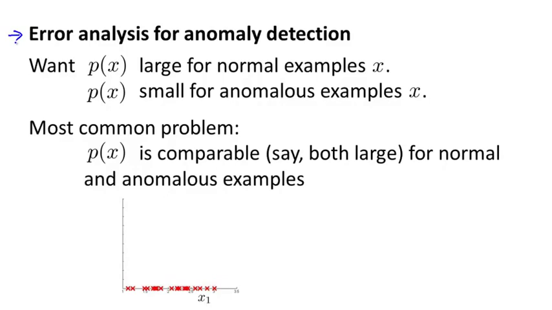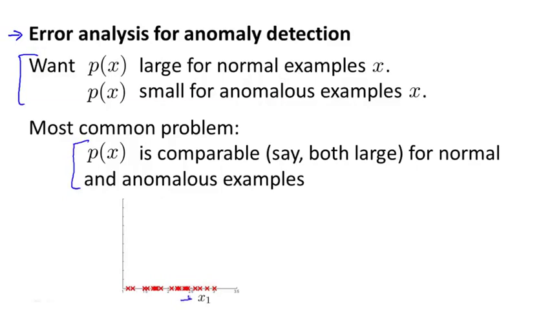So let's try to reason through an example of this process. In anomaly detection, we're hoping that p of x will be large for the normal examples and it'll be small for the anomalous examples. And so a pretty common problem would be if p of x is comparable, maybe both are large, for both the normal and the anomalous examples. Let's look at a specific example of that.